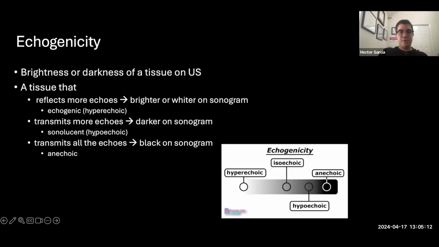And then the last one is that if it transmits all the echoes, then we call that anechoic. And you can see in this image on the right, hyperechoic, very bright, think like a bone, and then anechoic, like a cyst, it will be black.